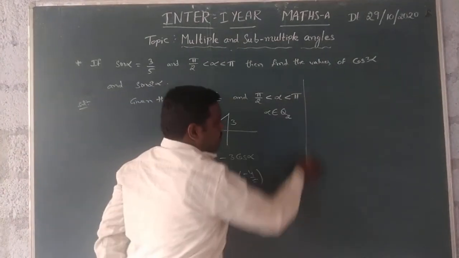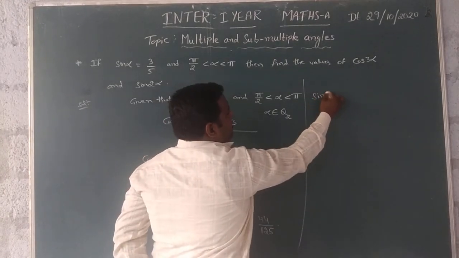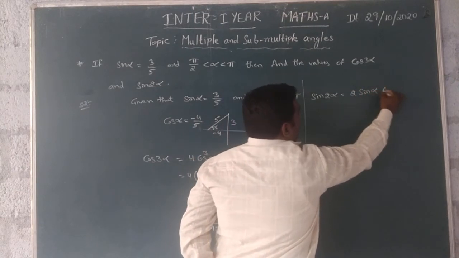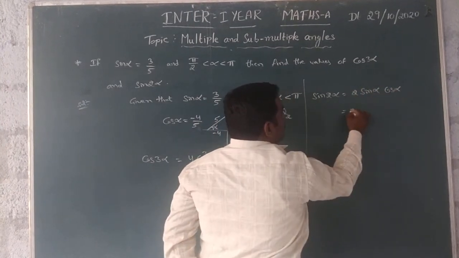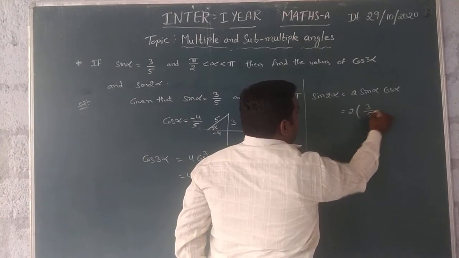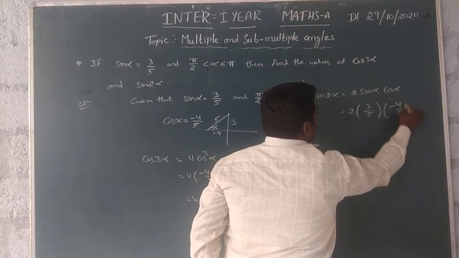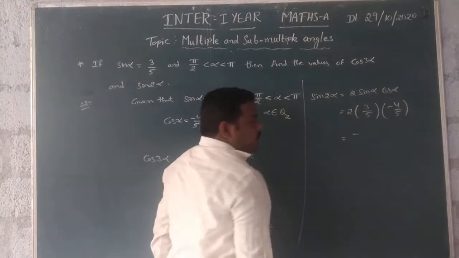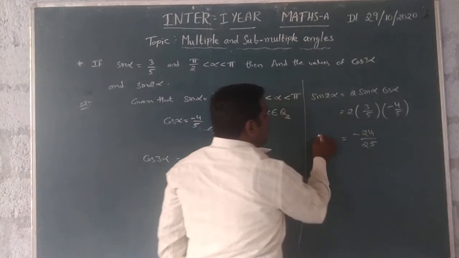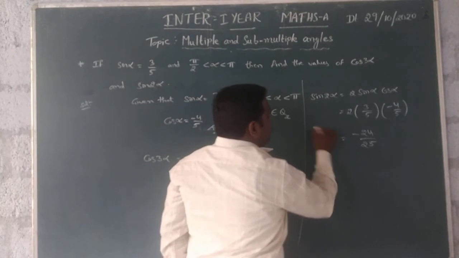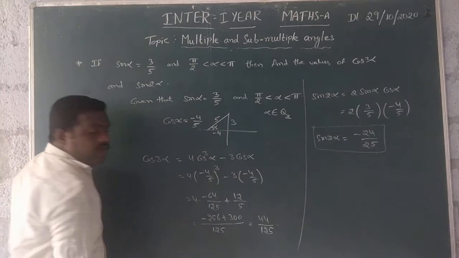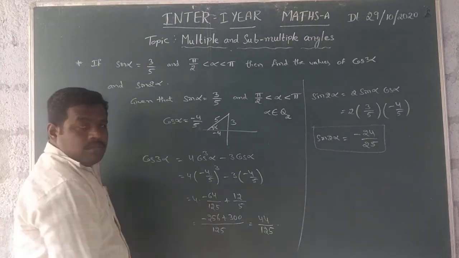And next one, sin 2 alpha. The sin 2 alpha formula is 2 sin alpha cos alpha. That equals 2 into sin alpha, which is 3 by 5, into cos alpha, minus 4 by 5. So minus 3 2s are 6, 6 4s are 24, by 5 5s are 25. Sin 2 alpha value is minus 24 by 25. Cos 3 alpha value is 44 by 125. Okay, note that one.